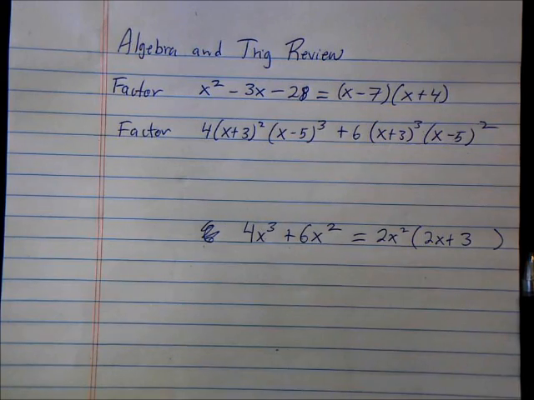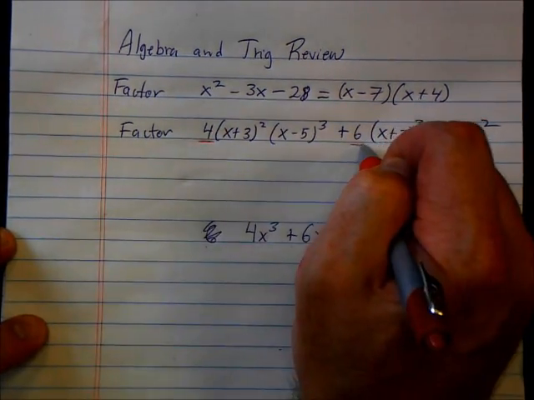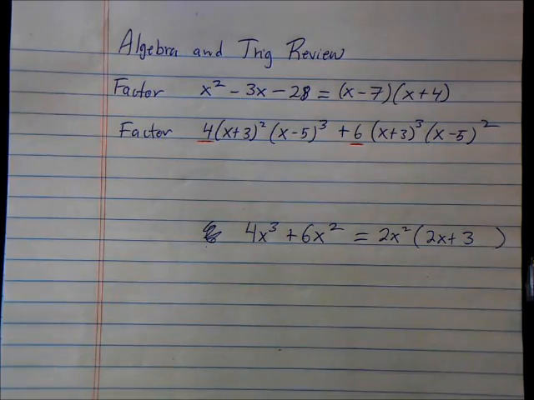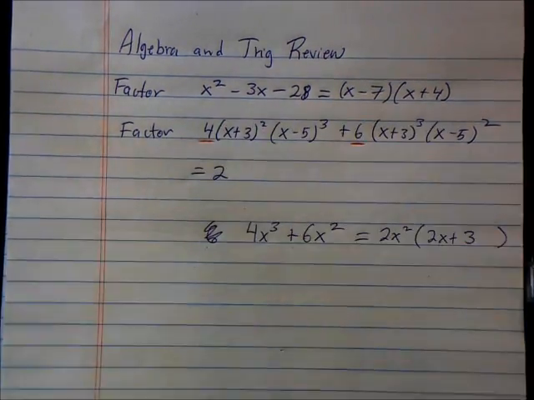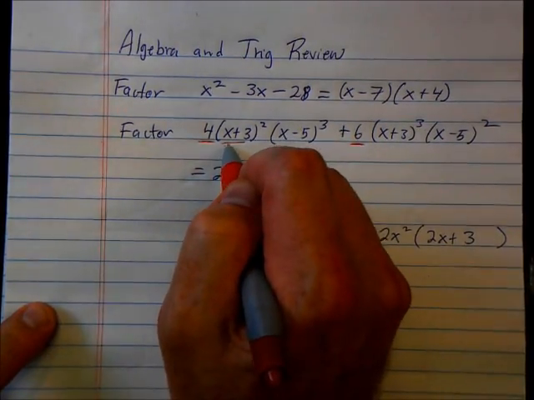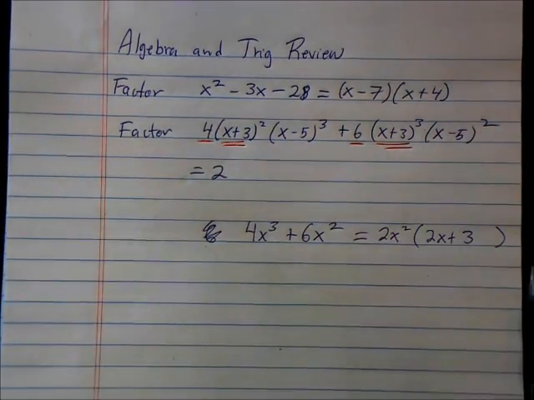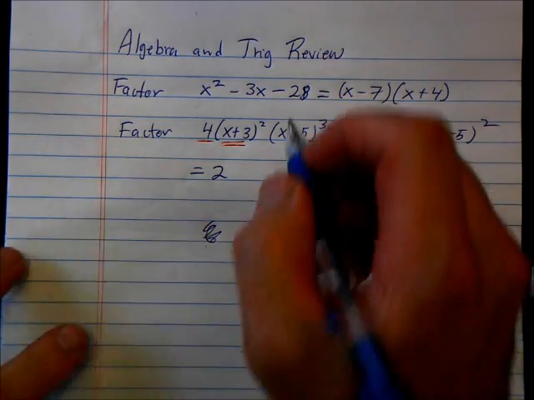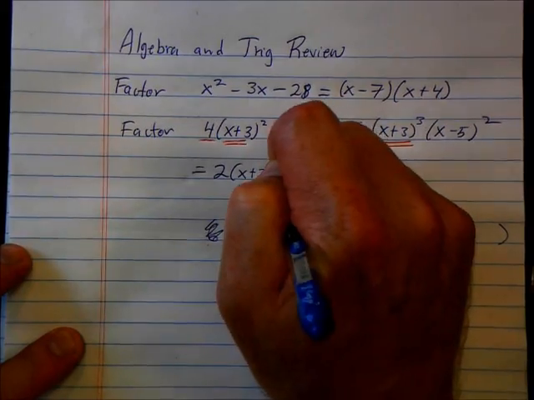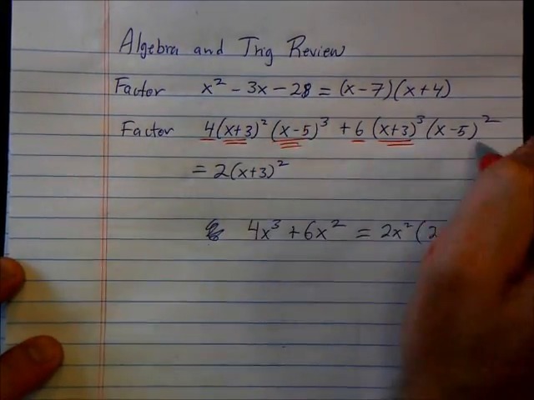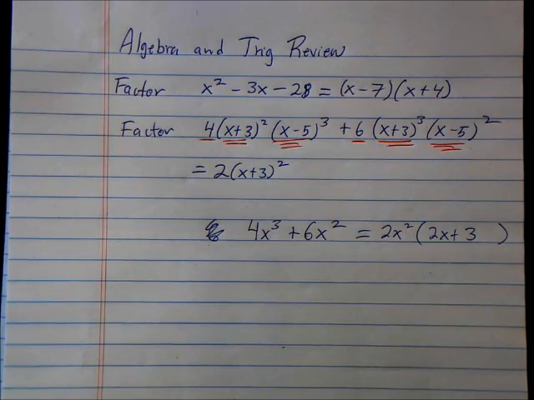All right, now back to the hard problem. We're going to do basically the same thing. We look at the numbers. The numbers we have are 4 and 6 still. What's common with a 4 and a 6? 2. So we're going to factor out a 2. And then we notice that we have an (x plus 3) squared here and an (x plus 3) cubed there. So what's common to an (x plus 3) squared and an (x plus 3) cubed? So our greatest common factor there is (x plus 3) squared. And then finally, same thing with those, right? What's common on that one? (x minus 5) squared.